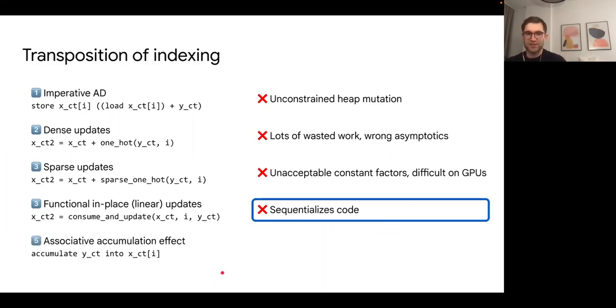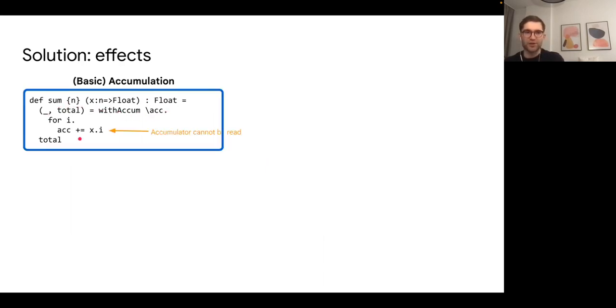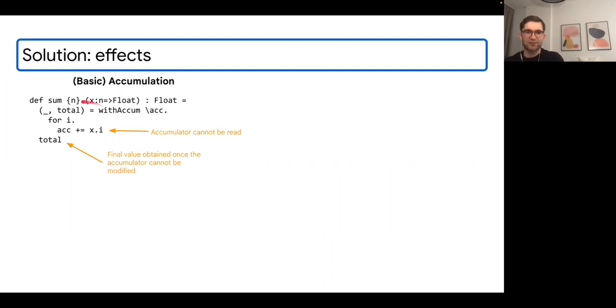So what we ended up settling on is an associative accumulation effect, which roughly looks like this. There's an effect handler, and obviously we enriched our type system with row polymorphic effect types. The effect handler gives you a reference to an accumulator. In the body of that handler, you can only increment the accumulator. You can never actually read its value. But once the handler exits, it returns the value of the expression that it holds and the final value of the accumulator after the whole expression terminates.